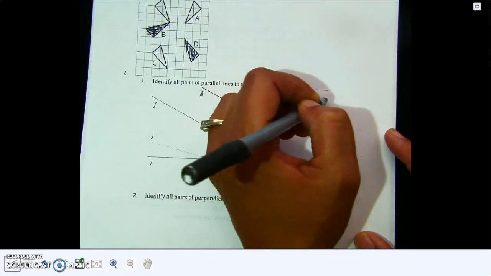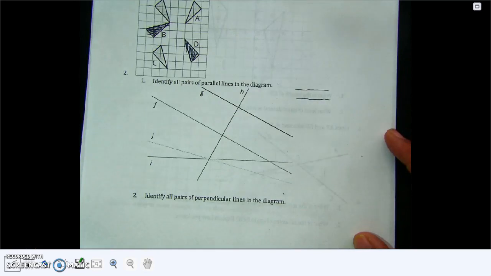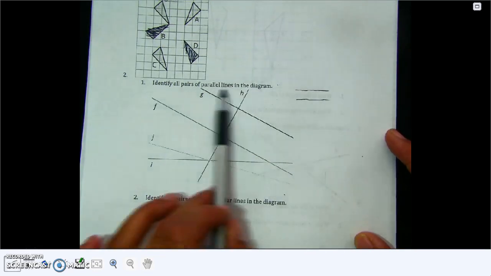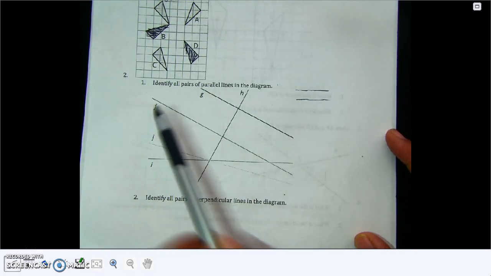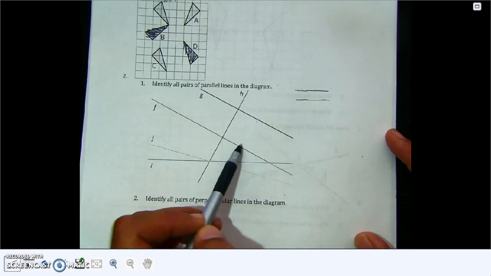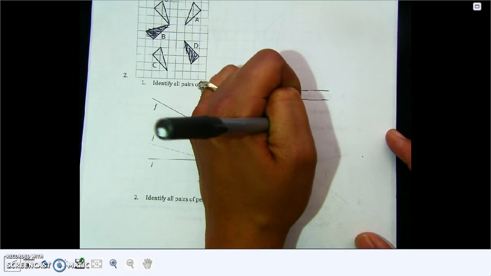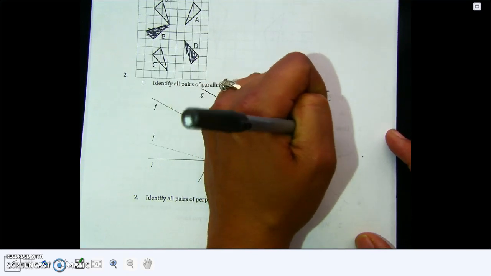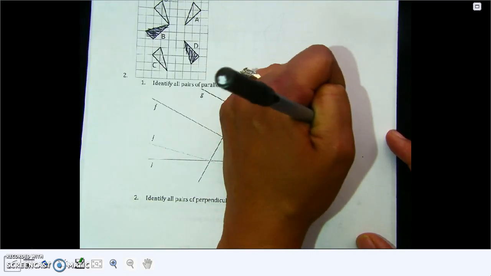For this one, it asks you what are parallel lines. And if you remember, parallel lines are two lines that do not intersect. They are side by side and they're going in the same direction. So I'm going to look for those lines here. I can see G and F are parallel lines. The spacing and they're both going the same direction. So line G and F are parallel.